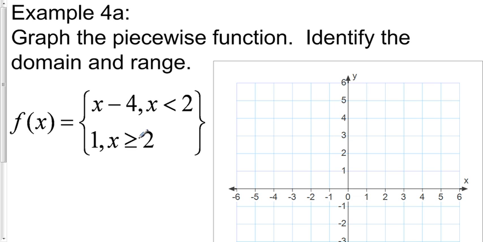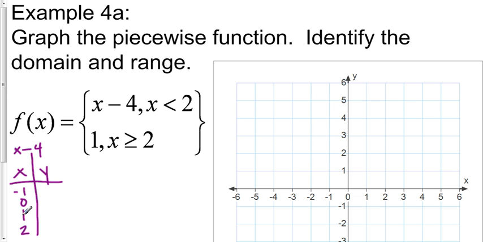When x is less than 2, we're going to graph x minus 4. And so let me give you some table values here. This is for x minus 4, okay? X is less than 2. So I need x values like -1, 0, 1, and anything up to 2, but we're not going to include that point. But I have to make sure that I go up to 2. To show that it's not included, we'll just use an empty circle or an open circle there.